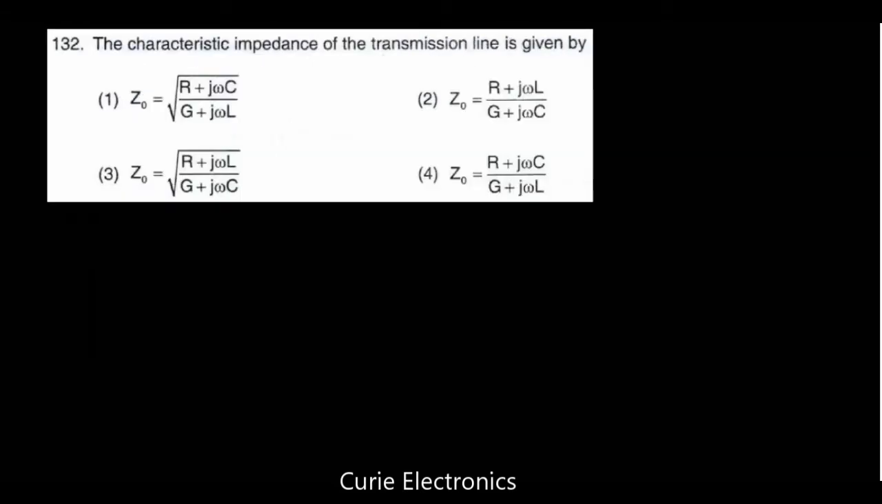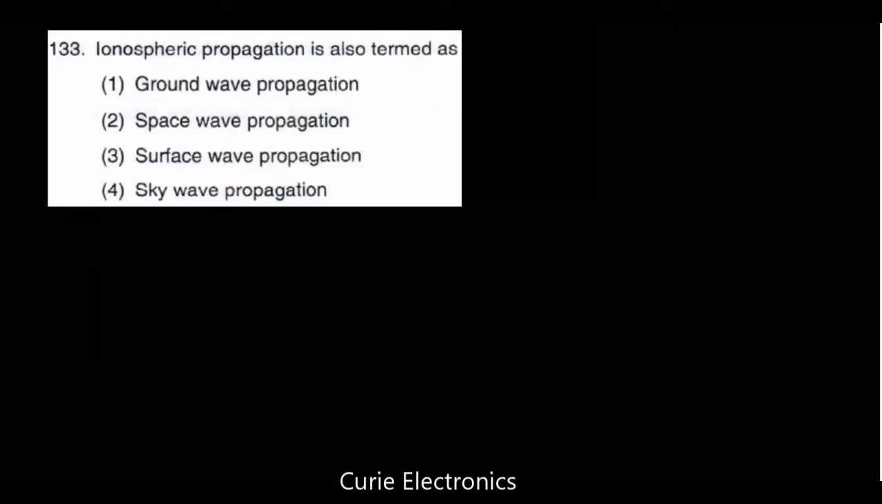The characteristic impedance of the transmission line is given by Z0 equal to square root of R plus J omega L upon G plus J omega C. Question number 133. Ionospheric propagation is also termed as skywave propagation. For radio shortwave communication, we make use of this skywave propagation.